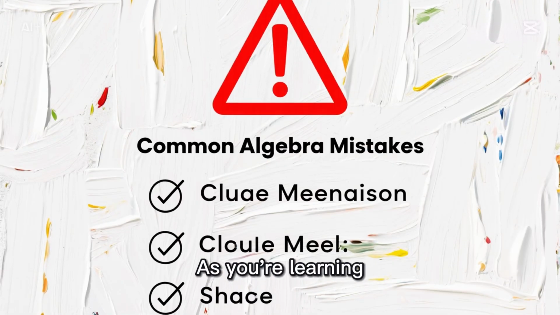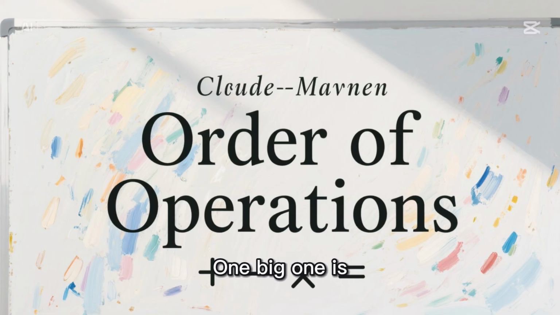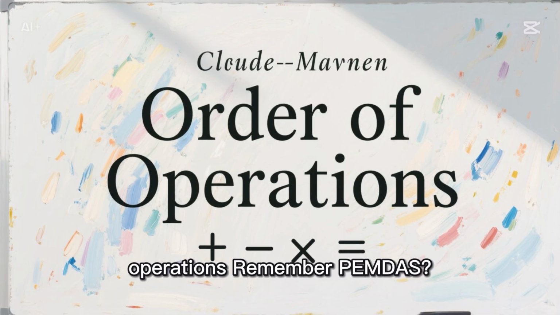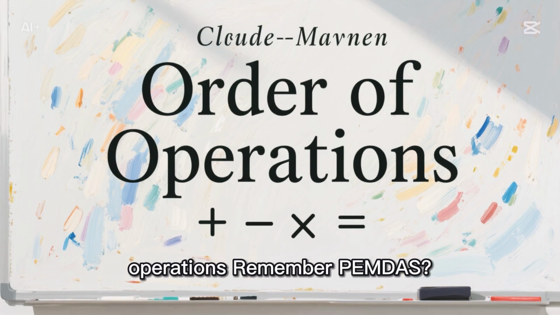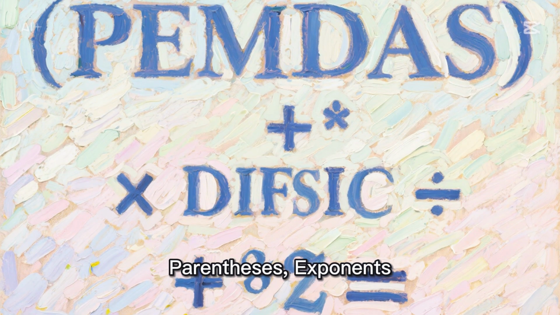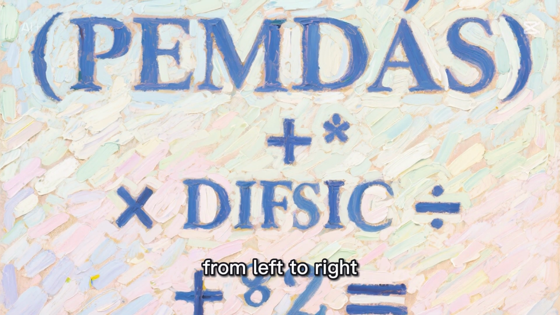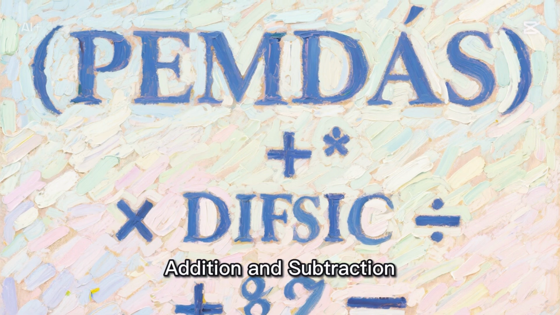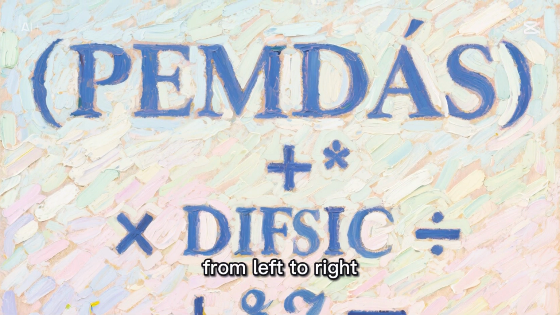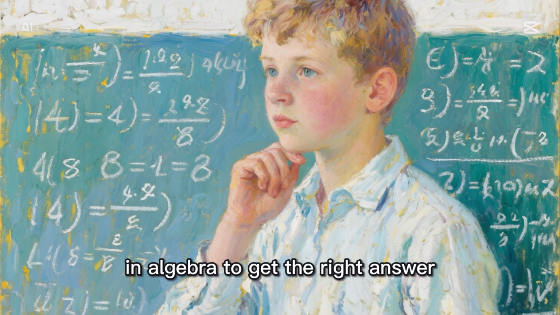As you're learning, watch out for common mistakes. One big one is forgetting the order of operations. Remember PEMDAS? Parentheses, exponents, multiplication and division from left to right, addition and subtraction from left to right. This order is crucial in algebra to get the right answer.